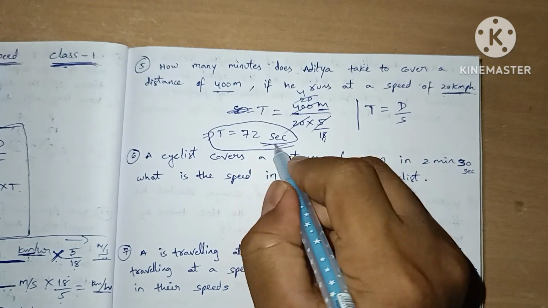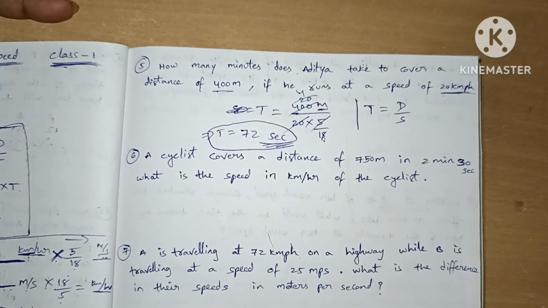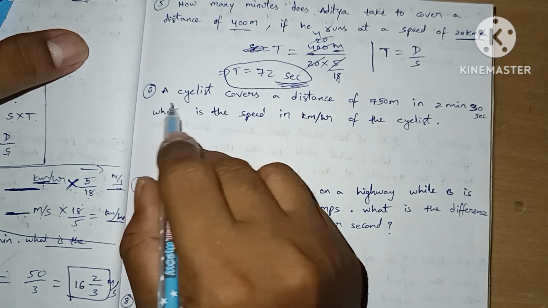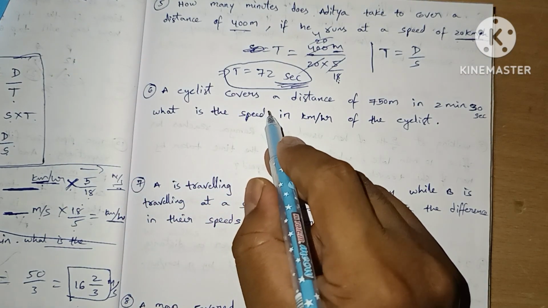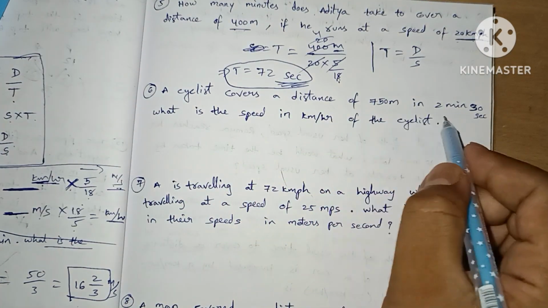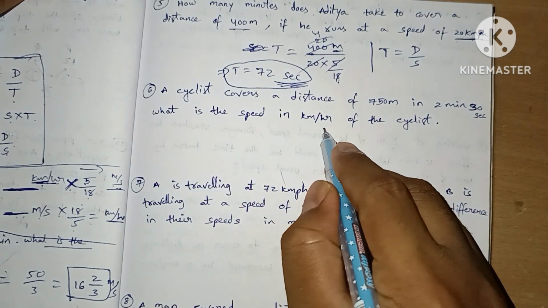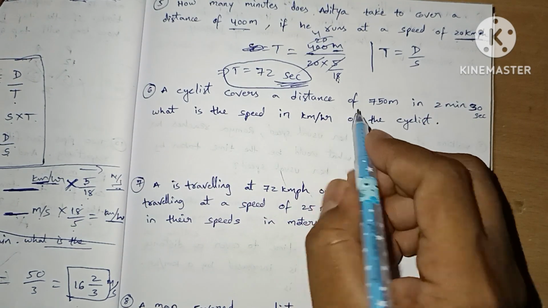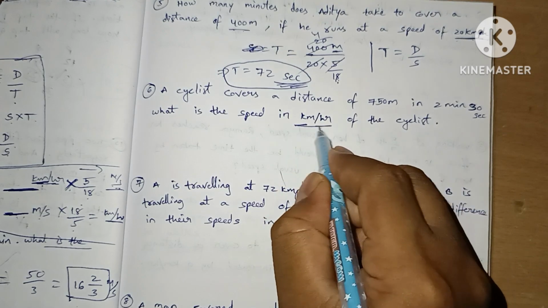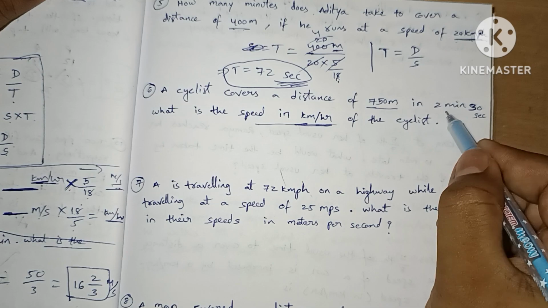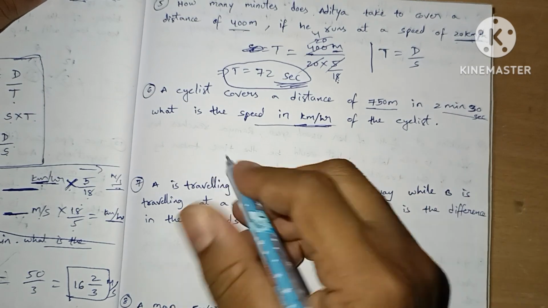So this is the answer for this question. Let's see the sixth question. A cyclist covers a distance of 750 meters in 2 minutes 30 seconds. What is the speed in kilometers per hour of the cyclist? Okay, we need to find the speed in kilometers per hour.